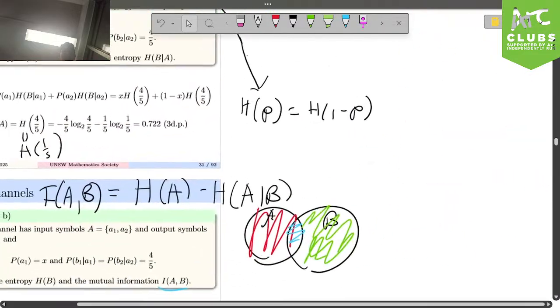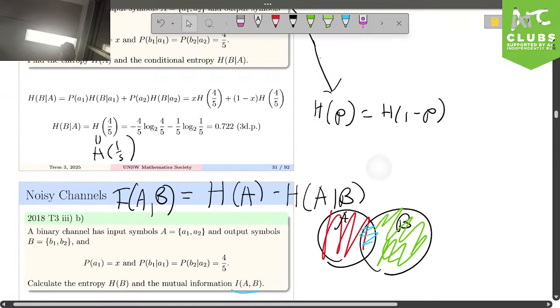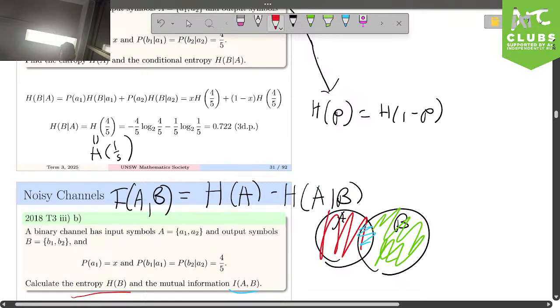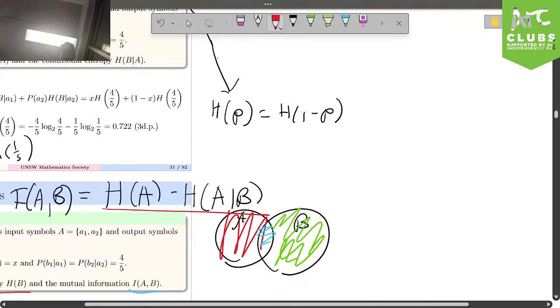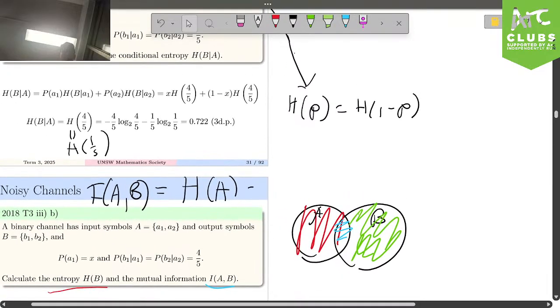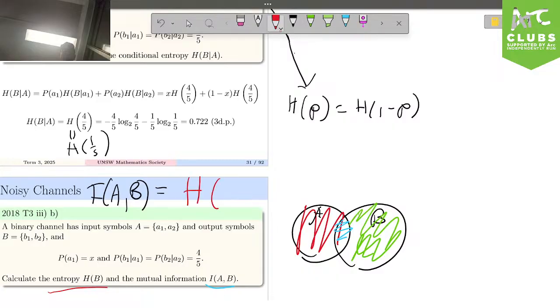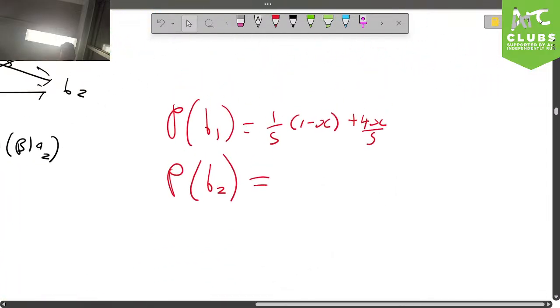Wait, isn't it? What I want is H of... oh yeah, wait, no, H of B you could just compute manually. You could find H of B by finding the probability of getting the first source symbol in B and the second source symbol in B, and then you can find the mutual information as H of B minus H of B given A. That's better, because we already have H of B given A, so it suffices to just find H of B. H of B, we can use this method to do so.